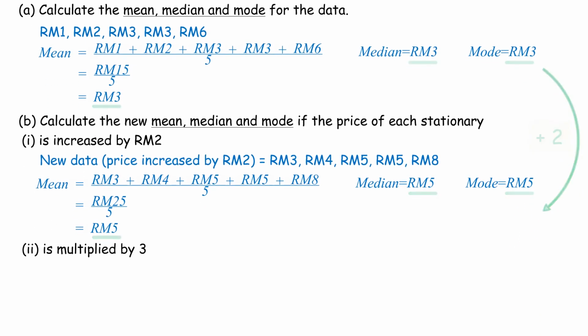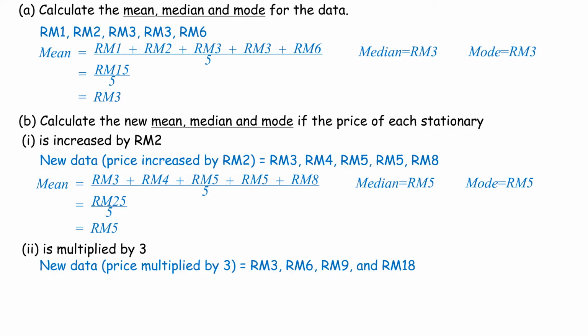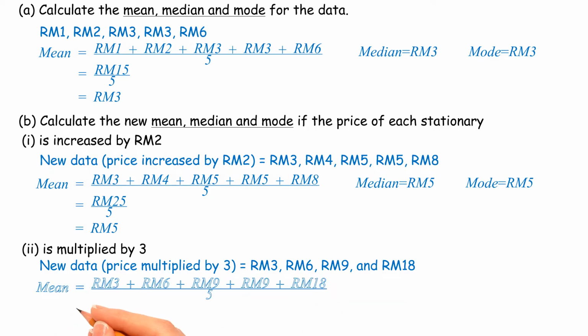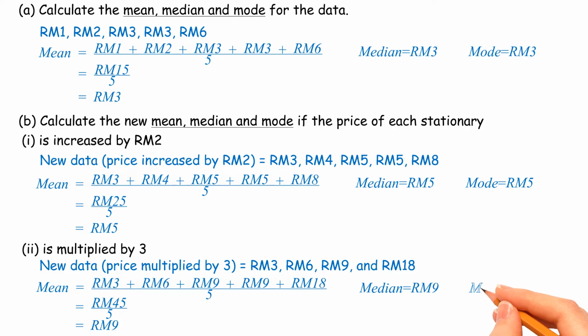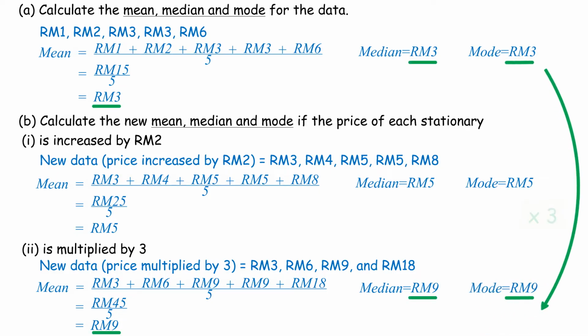B. 2. New data. Price multiplied by 3 equals RM3, RM6, RM9, RM9, and RM18. Mean equals RM45 divided by 5 equals RM9. Median equals RM9. Mode equals RM9.